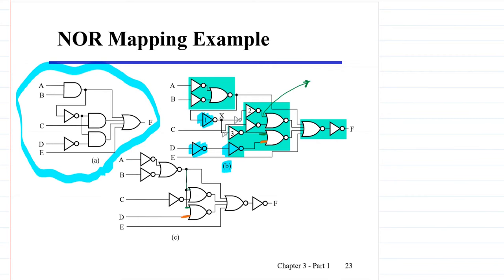And the other inverters will remain in their place. So the final implementation that we have for the circuit will look like this. We have only the NOR gates and the inverters.